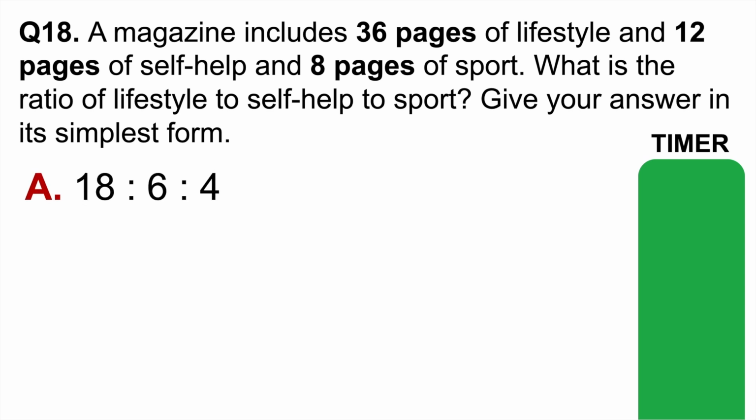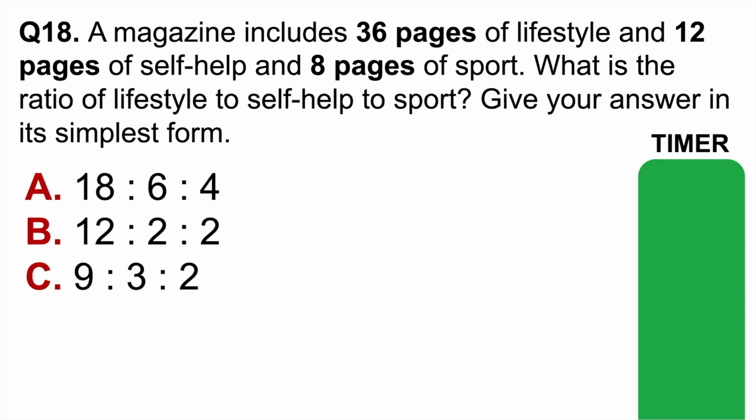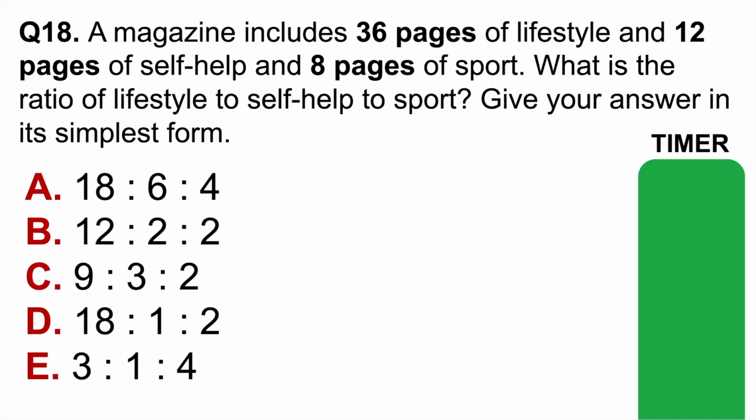Is it A, 18:6:4, B, a ratio of 12 to 2 to 2, C, a ratio of 9 to 3 to 2, D, 18 to 1 to 2, or E, a ratio of 3 to 1 to 4? Here's your timer.